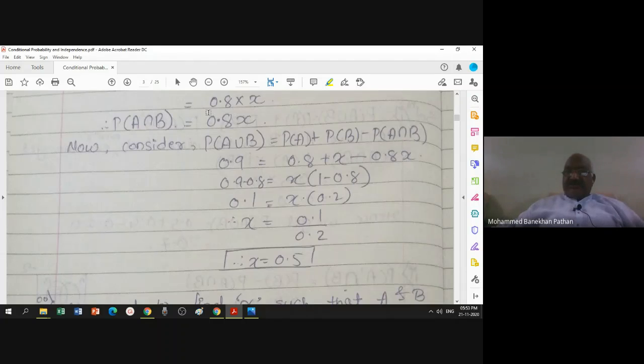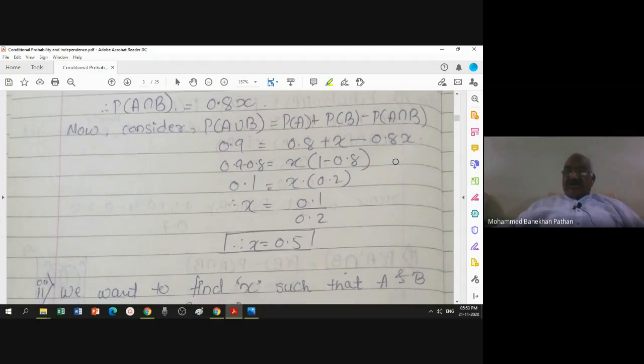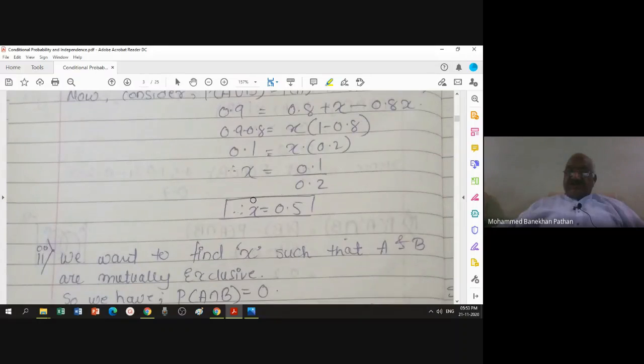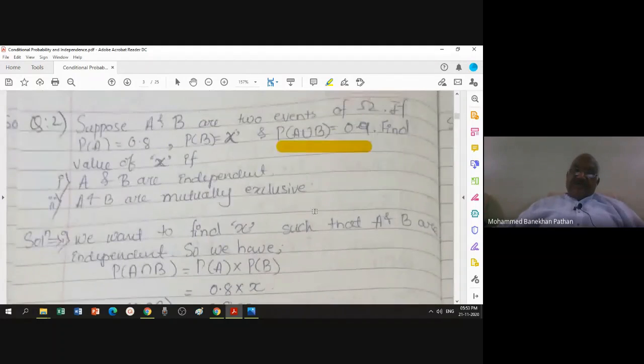We developed it. Solve this simple linear equation. 0.8 taken to the left side becomes 0.1. From this, X is common, 1 minus 0.8, 0.2. In between there is a product, so this goes to the other side as a division. Multiply 10 in numerator, multiply 10 in denominator, 1 by 2. The result becomes 0.5. So under independence, the value of PB should be 0.5.